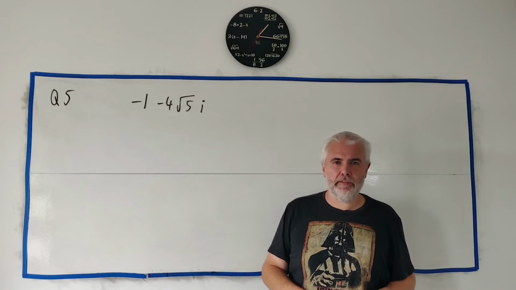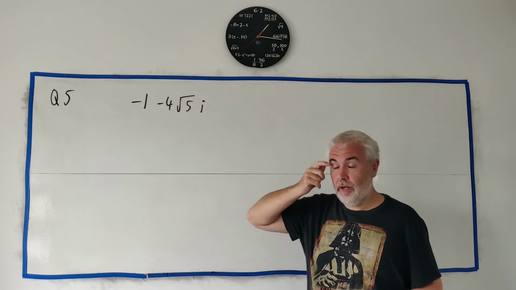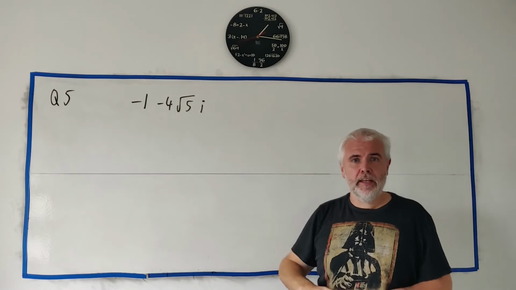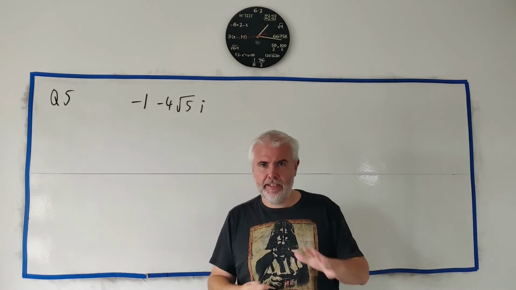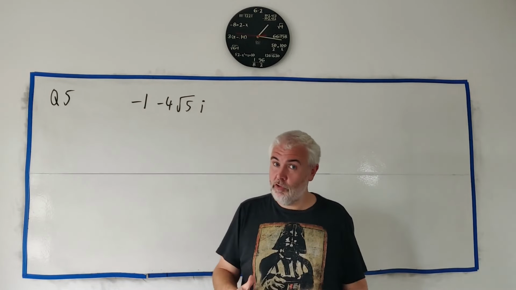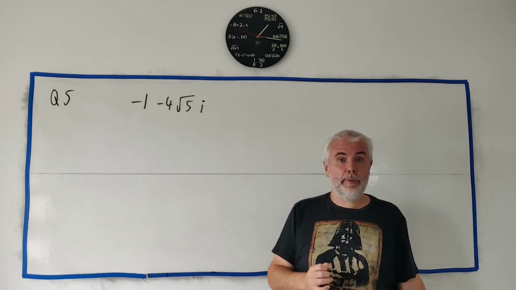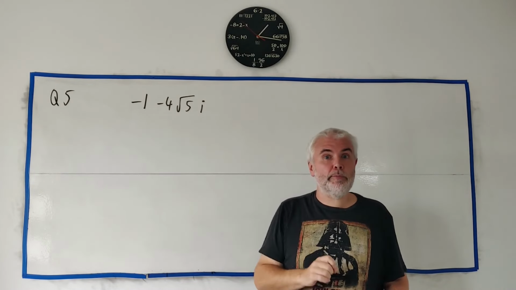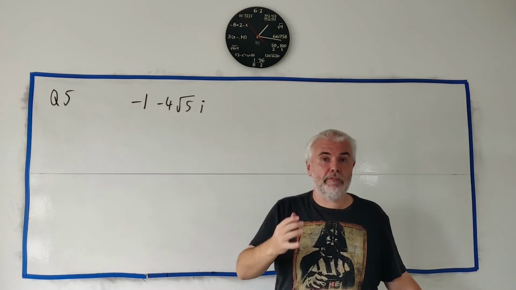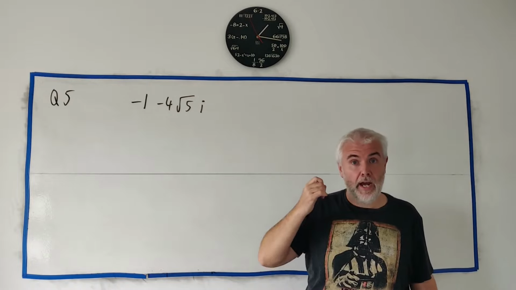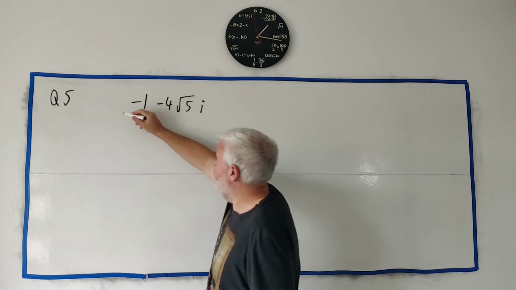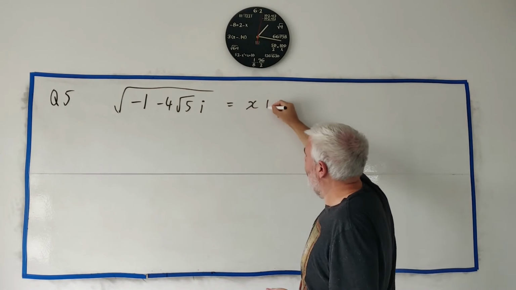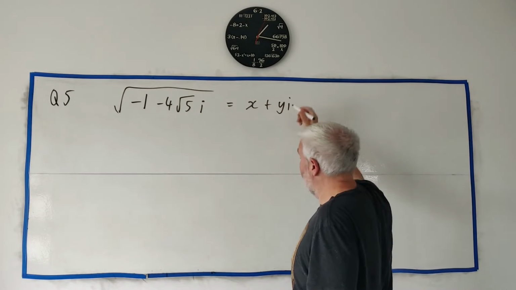In question 5, they give us this complex number here, -1 minus 4 multiplied by square root 5 i. They don't say it as clear cut as most students would like, but what they're asking about here is the square root. They say the square root of this can be represented in the form x plus i times y. So to write that down another way, the square root of this can equal x plus yi.